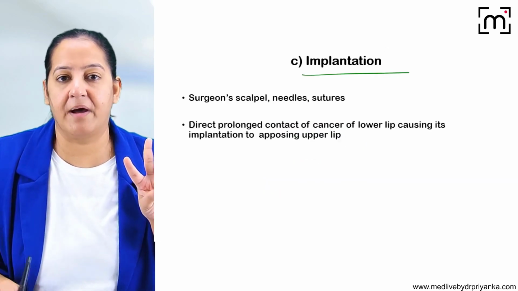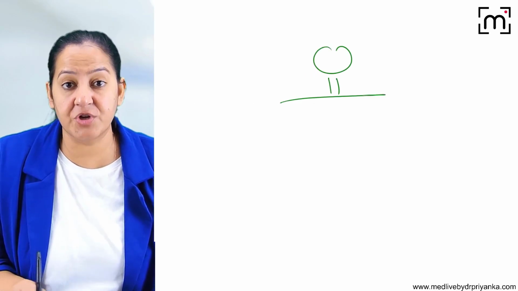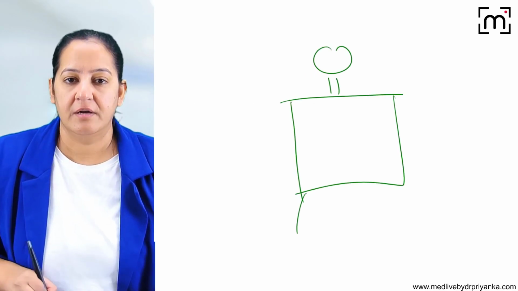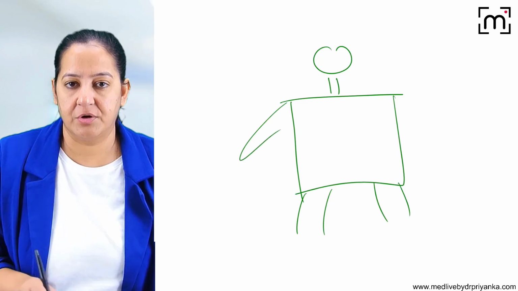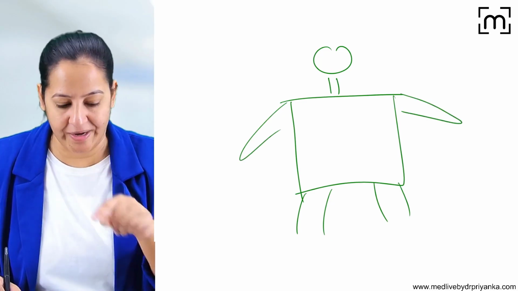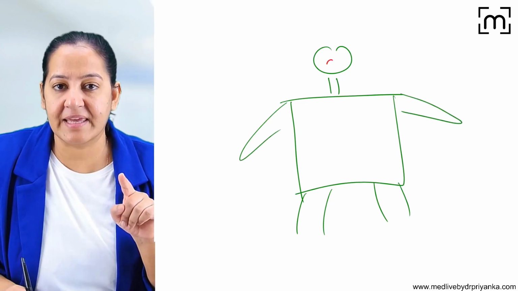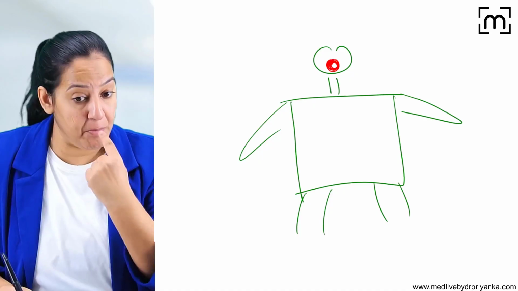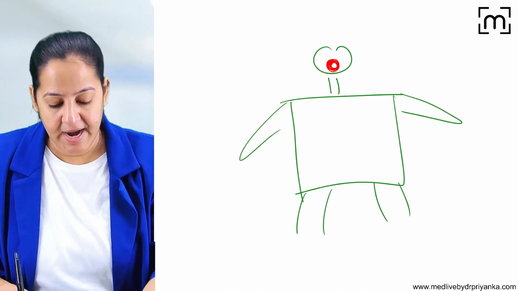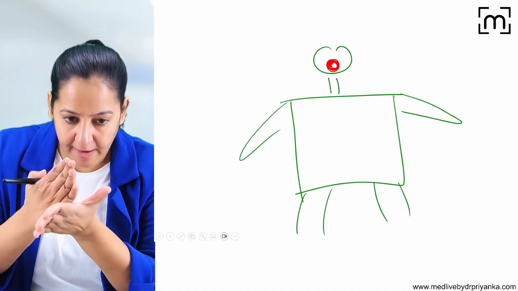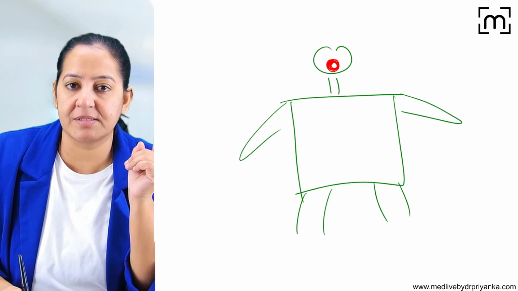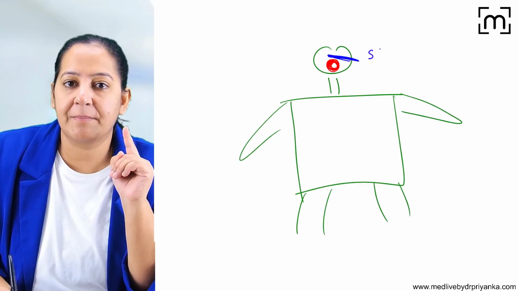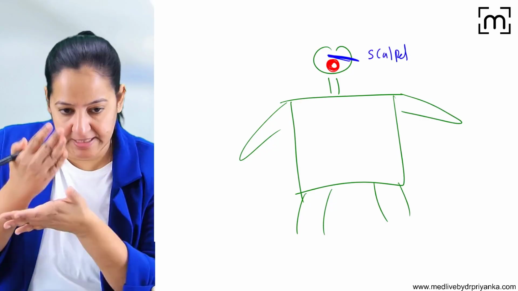And third is implantation. For example, there is a patient and a surgeon who is operating on this patient. Got it? Now the patient has an oral cancer. For example, this is the cancer present in the mouth, in the oral cavity of this patient, and the surgeon is operating with the help of a scalpel. This is the blade of the scalpel. The surgeon is cutting the tumor.